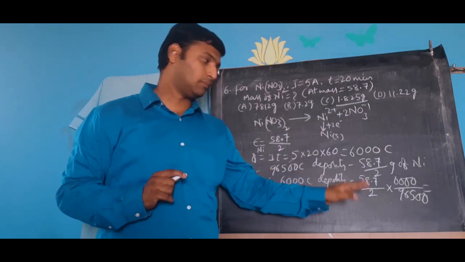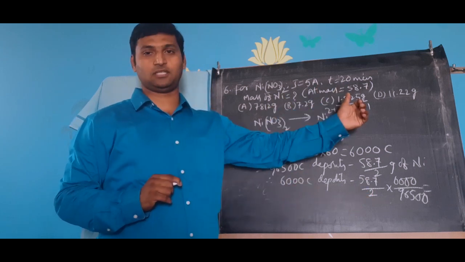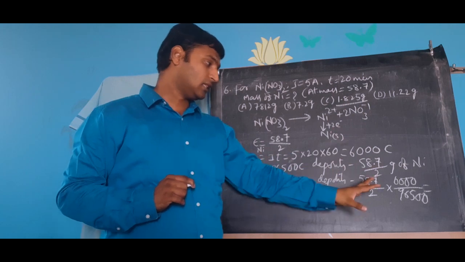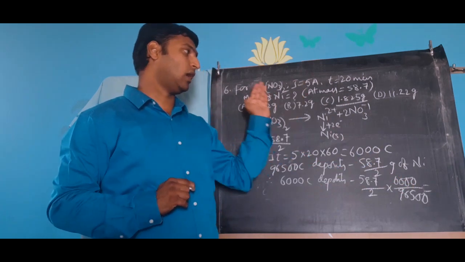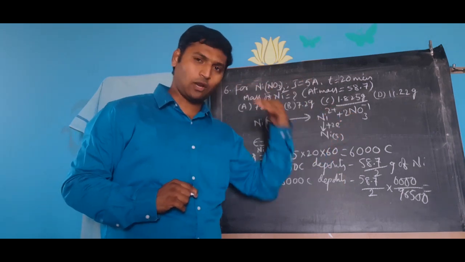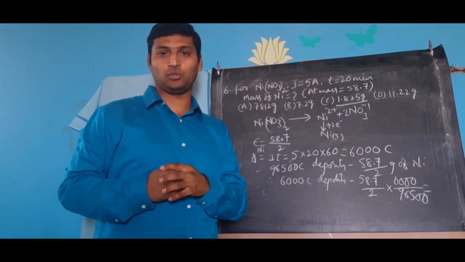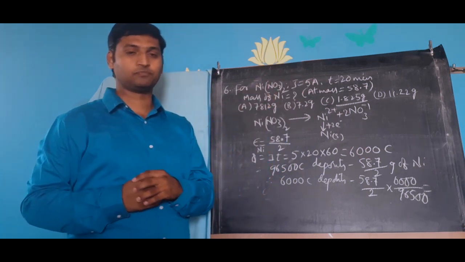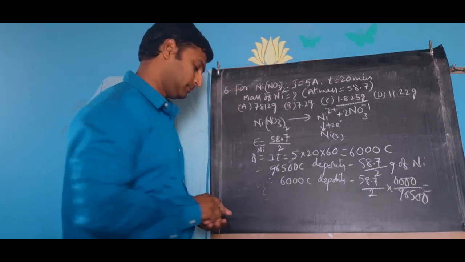Even while doing the simplification, please keep observing the options and understand, after simplifying to some extent, which value it is going to be nearest to. That's all. Don't keep solving every bit of it. Get the final answer and look into the options. Don't do that and waste your time. Okay. Moving ahead to question number 7.